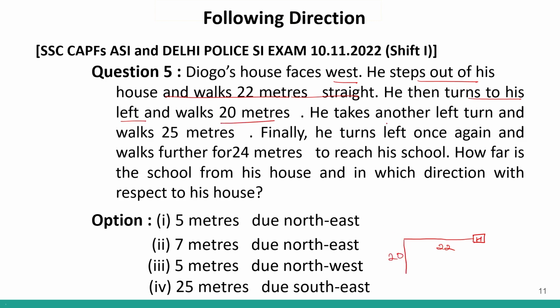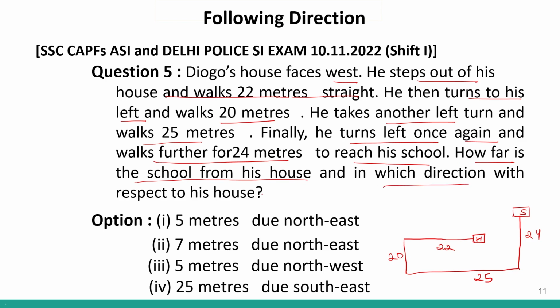Okay. Then another left and walks 25 meters. So another left will be in this direction and he walks for 25 meters. Then he takes a left once again and walks further for 24 meters. So he takes a left, that means this direction, and walks for 24 meters. There he reaches his school. So this is how the school is. Now we have to find out how far the school is from his house and in which direction with respect to his house. So direction is this.